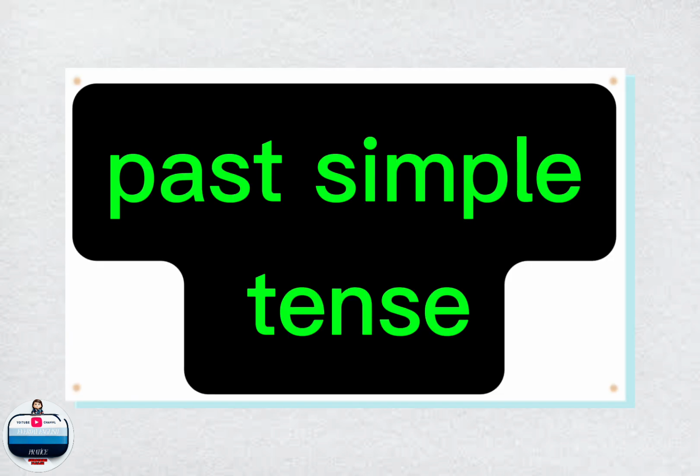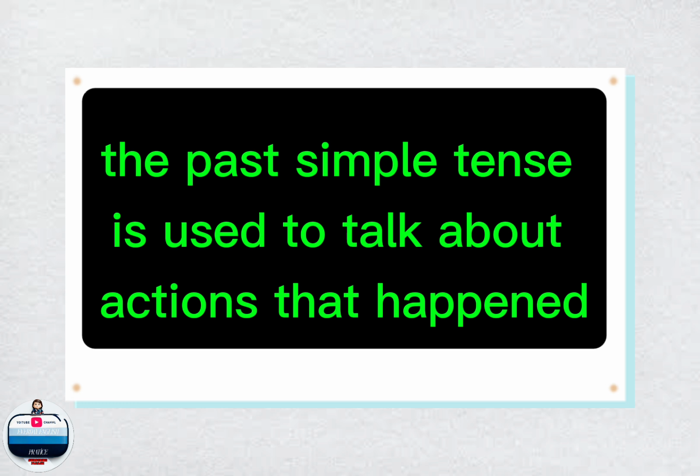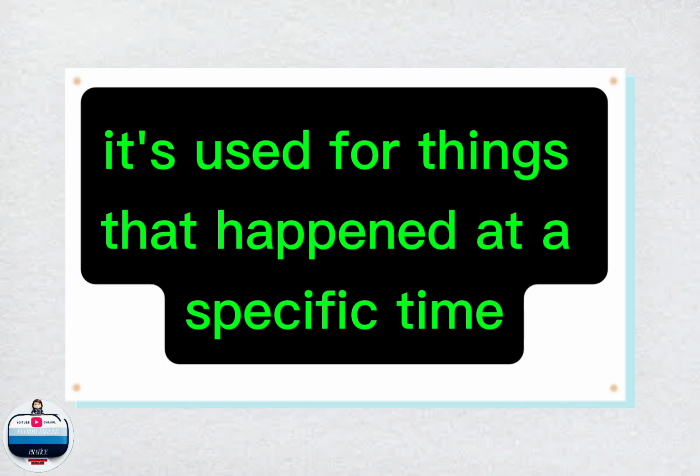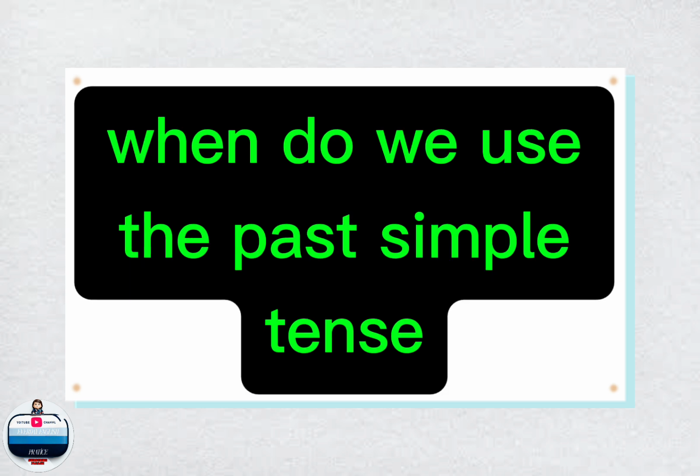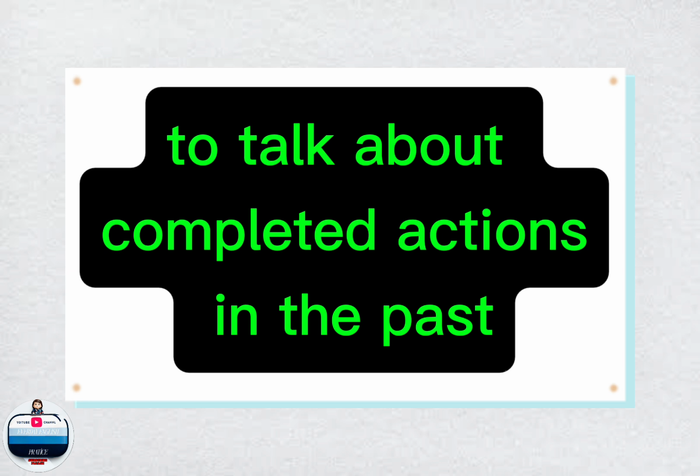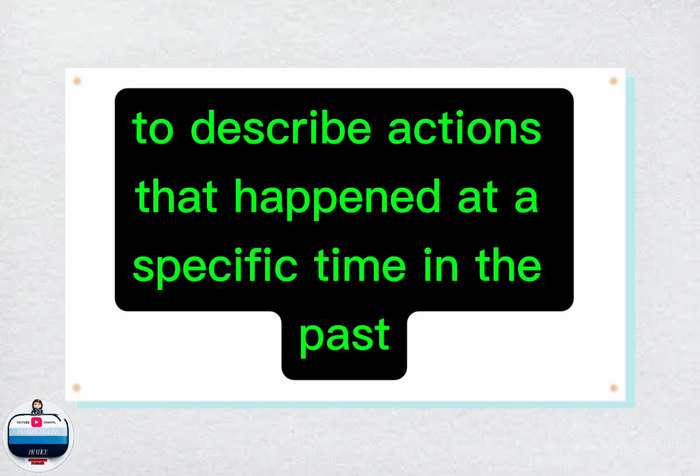Past simple tense. The past simple tense is used to talk about actions that happened and finished in the past. It's used for things that happened at a specific time. When do we use the past simple tense? To talk about completed actions in the past. To describe actions that happened at a specific time in the past.